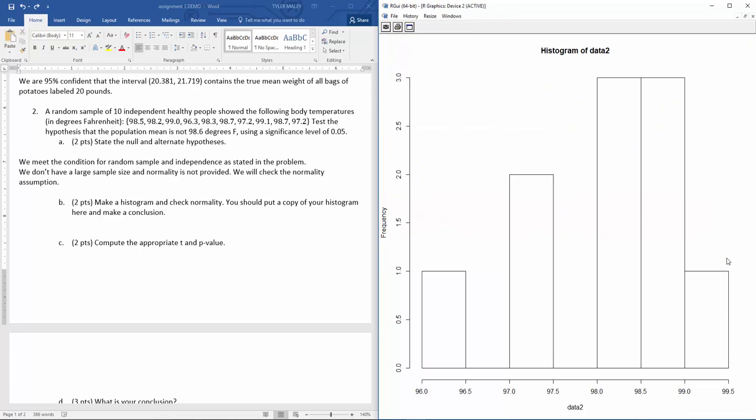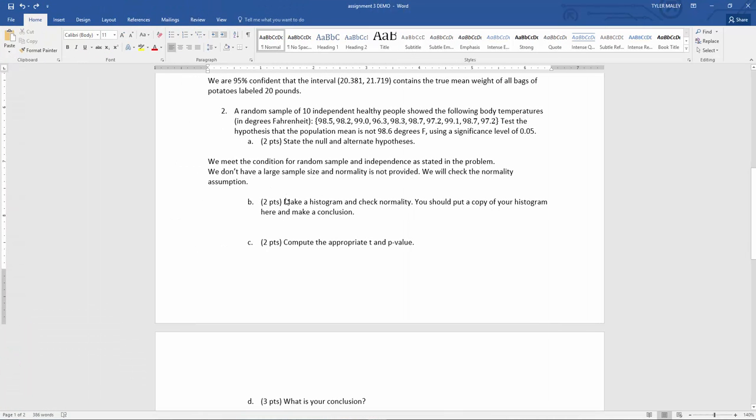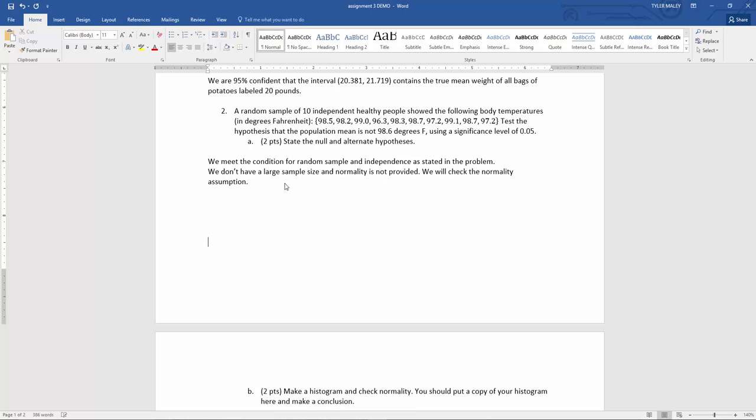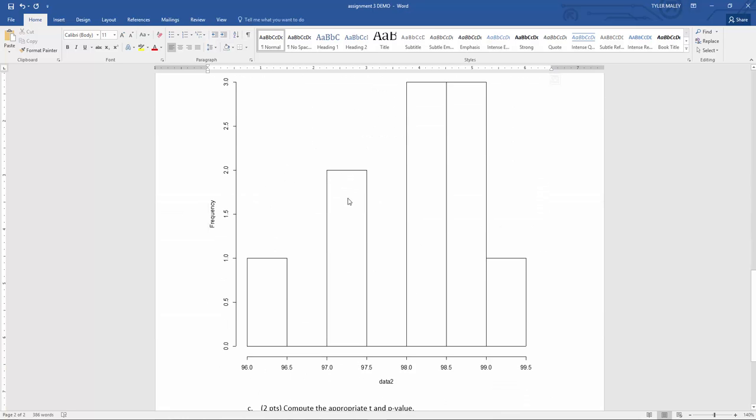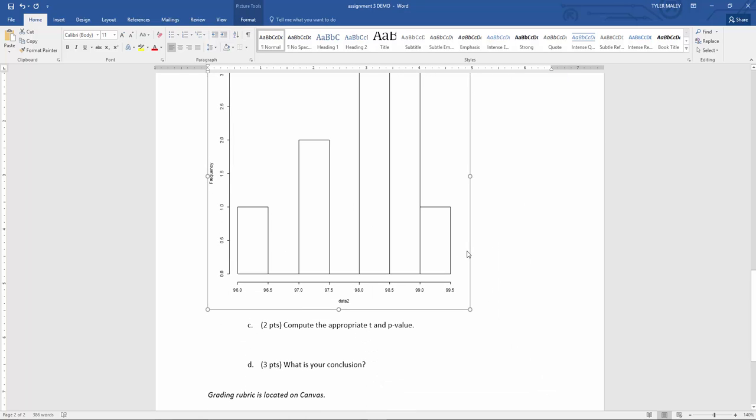So here's our histogram. This histogram looks kind of normal. Not too bad. There's nothing that really pops out like, wow, this is definitely not normal. So we're just going to copy this and paste it in here, and I'm just going to make this a little smaller.